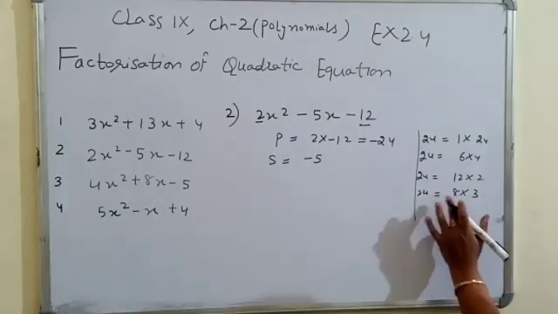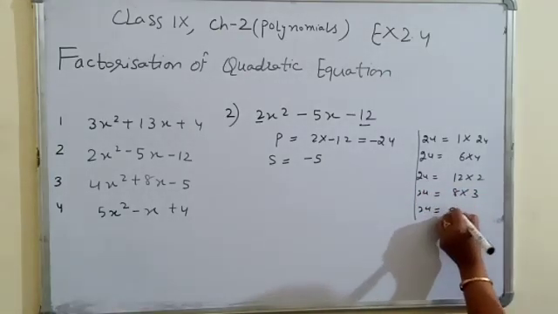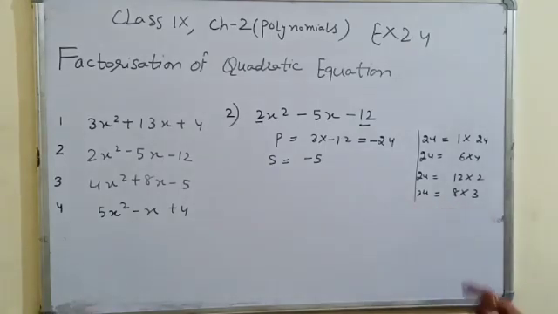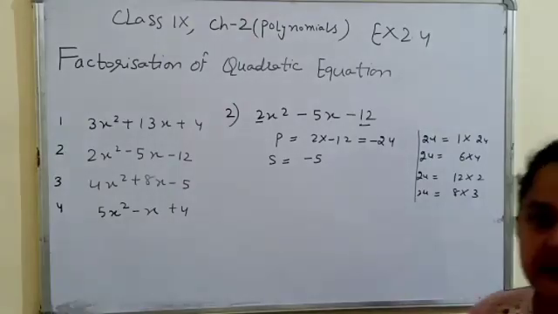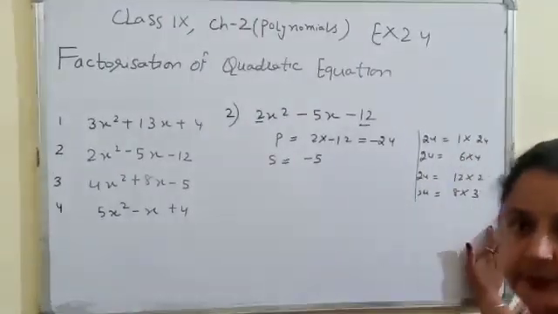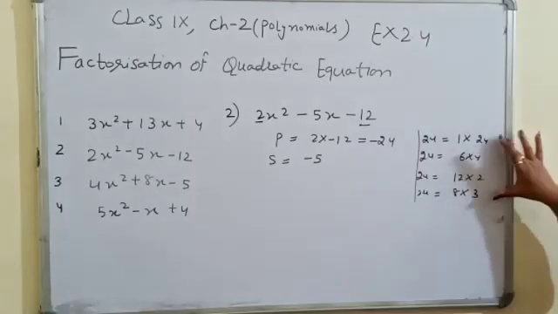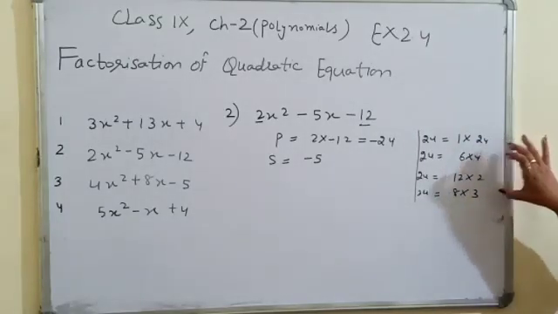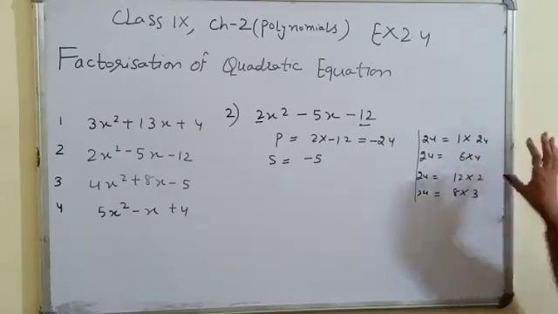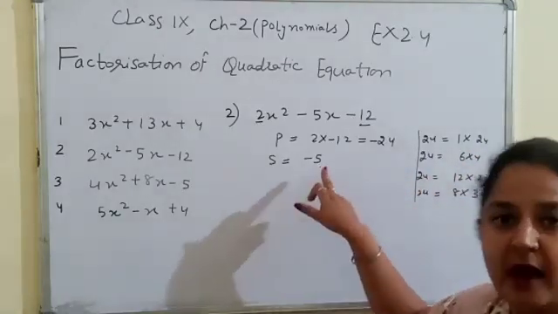These are the factors. 9 and 4? No, 9 and 4 is not. Now these are the factors for the 24. Students, our next step is that we have to select one pair of factors from these two, and we have to take out that pair in which their sum is -5.